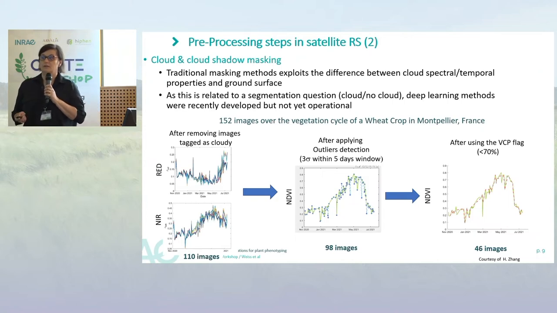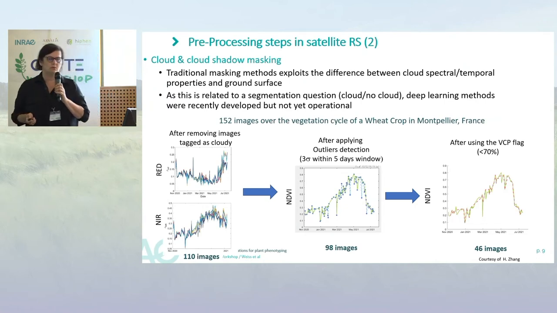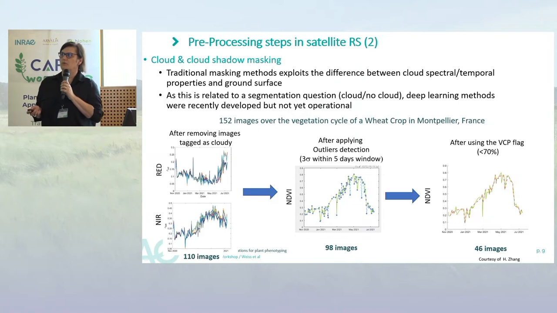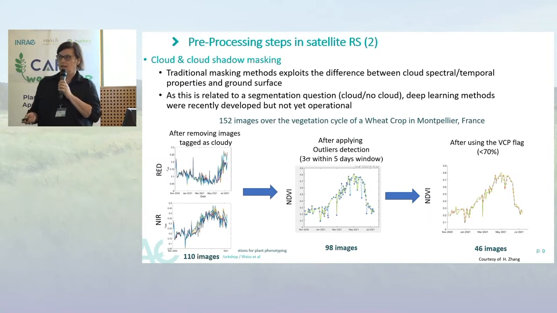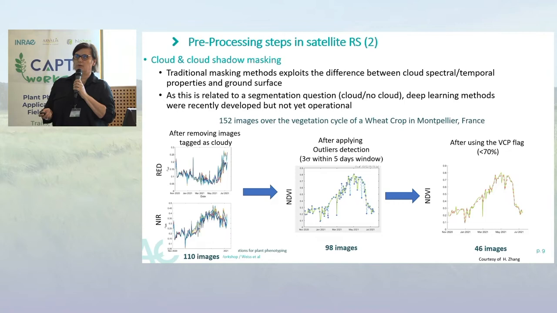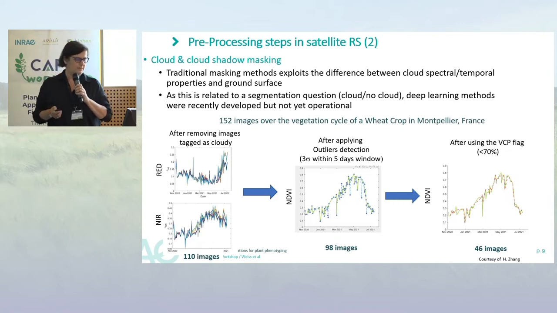Then we said it's not enough. So we also used another quality index, which is delivered with the PlanetScope data, with thresholds. This is the red curve, and the green one is this one. You see that some artifacts are removed, but some are still remaining. Here we went from 152 images to 46 images to describe our cycle.